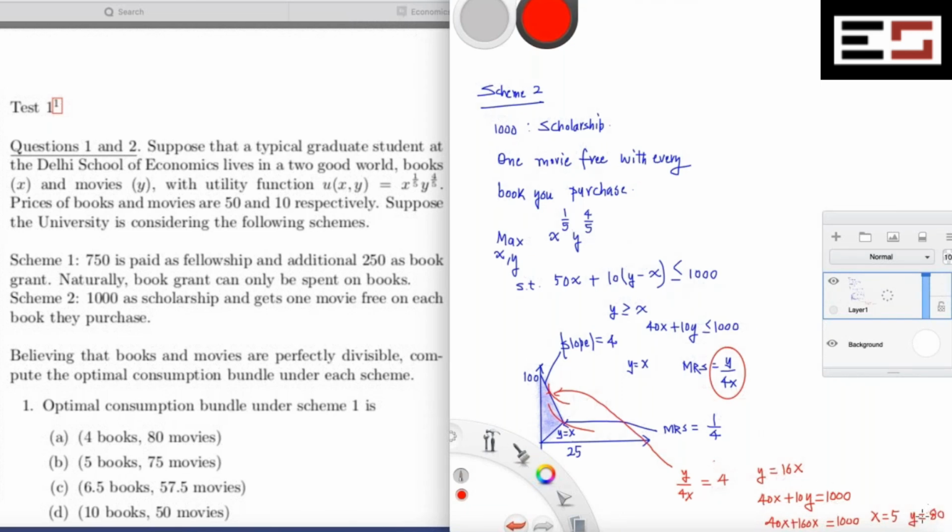Please note that this is the consumption of movies. He's going to consume 80 movies and 5 books, and out of these 80 movies, 5 movies are something that he's going to get for free, because he has purchased 5 books, so he's going to get 1 movie free with each book. So 5 movies are free, he's going to purchase 75 movies, and he's going to consume 5 books and 80 movies.